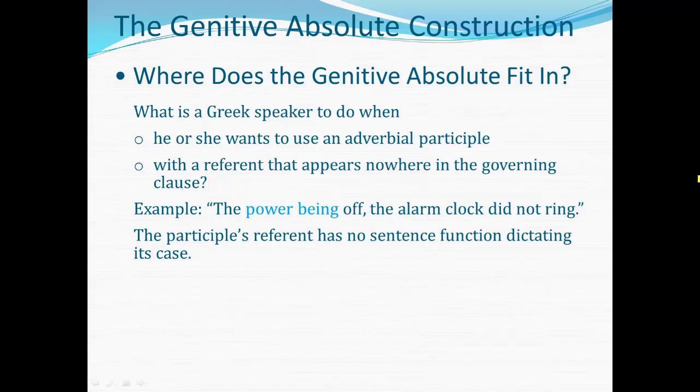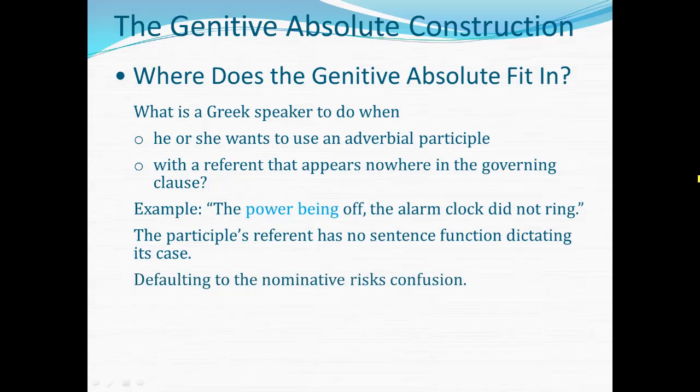The word power has no grammatical connection except as the subject of the participle being, but it does not take its case from the participle. The participle takes its case from the referent. So we don't know what case the participle being is going to be in a Greek sentence until we know what case to put the word power in.